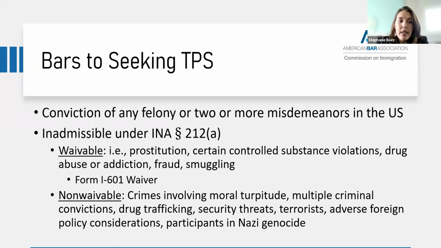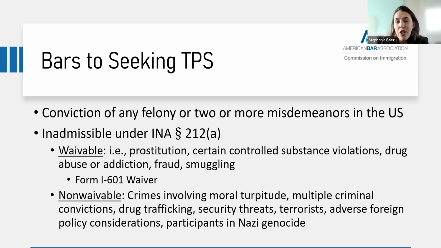There are some bars to seeking TPS. If you have a client who has a conviction of a felony or 2 or more misdemeanors, they will be barred from seeking TPS. There's also some factors of inadmissibility pursuant to INA section 212(a). And these inadmissibility factors, some of them are considered to be waivable, meaning that your client could file a form I-601 waiver and potentially still seek TPS, even though they have one of these inadmissible factors that apply to them.